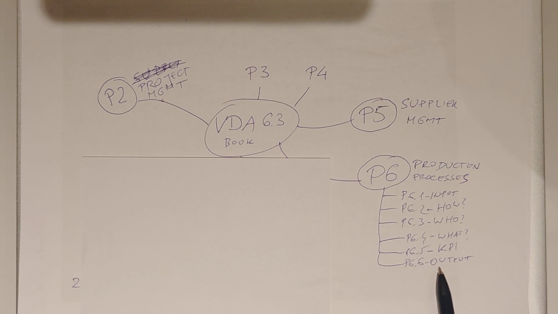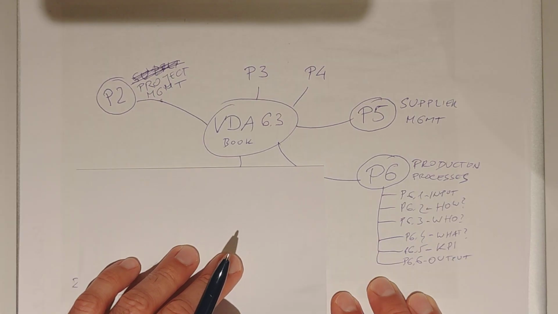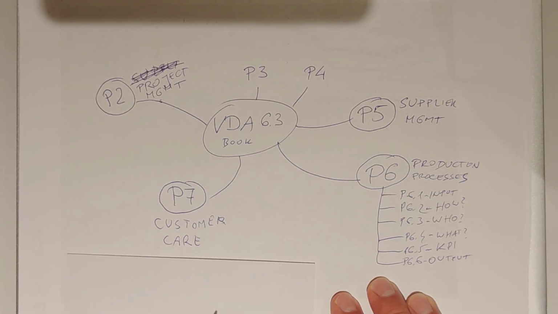So you can ask physically, when you are there and you check: are the pallets correctly packaged? Is the documentation on the pallets? Are all the certificates, for example certificates of conformity, issued? Are they signed? This is the output of the process that you will get as a customer when they deliver it to you. And the last point of the VDA 6.3 book, the last chapter, is P7, customer care.